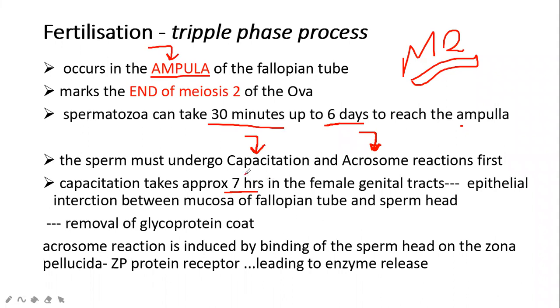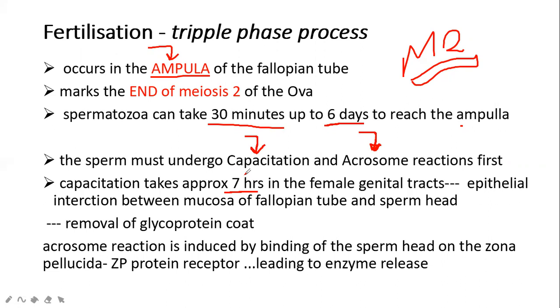And then this process of capacitation occurs by what we call epithelial interaction between the head of the spermatozoa and the epithelial lining of the fallopian tube. That process is generally the removal of the glycoprotein layer, as well as the plasma membrane. Then the acrosome reaction occurs when the spermatozoa is trying to dig deep to the zona pellucida.